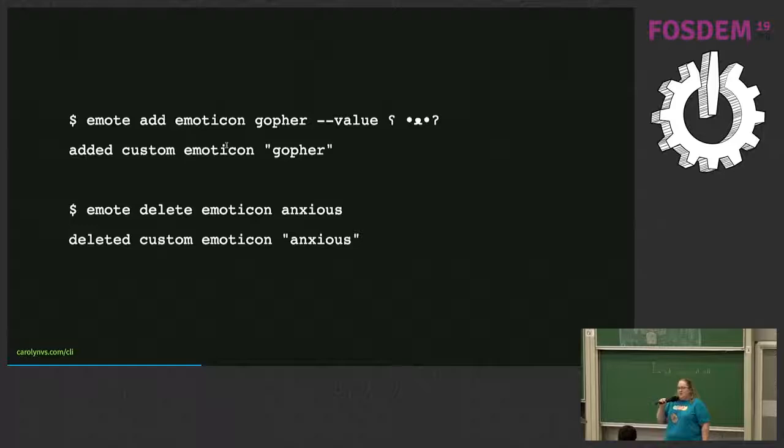So I'm going to make a tool called emote. And I'm going to have a verb, add. And the noun will be emoticon. So I'm going to add one called Gopher. And I'm pretending that's Gopher. It's probably not. You can tell me later it's not. That's fine. So I'm going to be able to add a Gopher. And I'm also going to be able to remove one. I'm obviously not going to remove Gopher, so I'm going to remove anxiety about my talk.